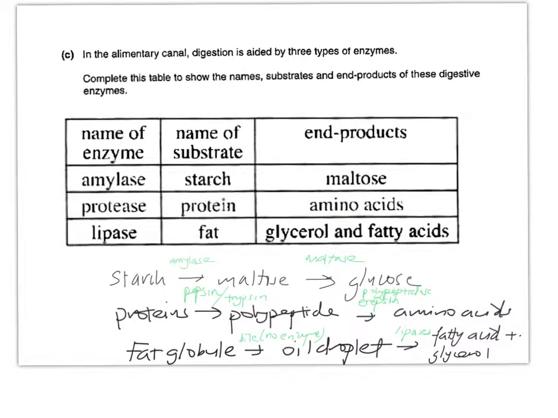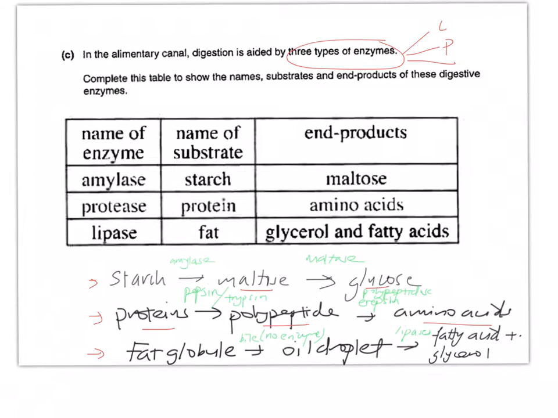Okay, let's take a look at part C, whereby digestion is aided by three different types of enzymes. If we're looking at big groups, we are looking at carbohydrases, proteases, and lipases. If you want to be specific, let's talk about the different stages where starch can be broken down into maltose, eventually to glucose, for proteins to polypeptides, and eventually to amino acids.